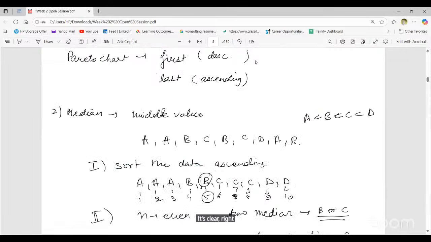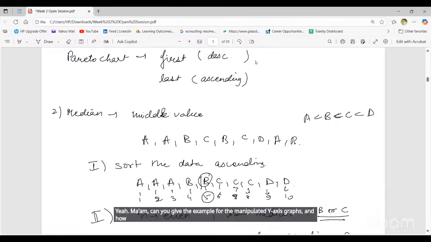Clear, right? Ma'am, can you give an example of manipulated y-axis graphs and how to verify them? Manipulated y-axis.